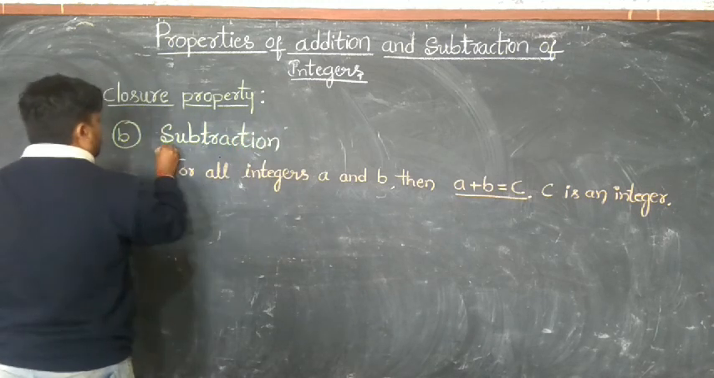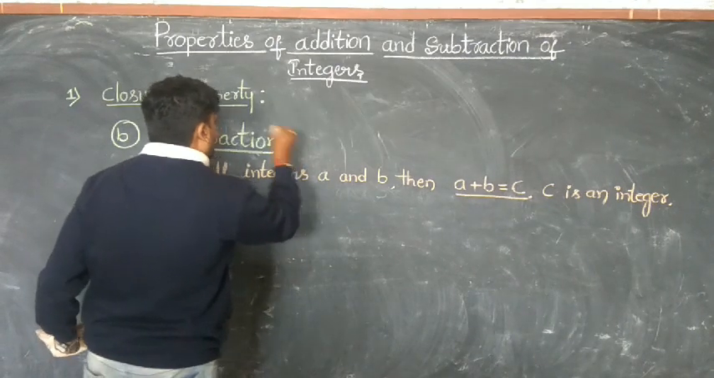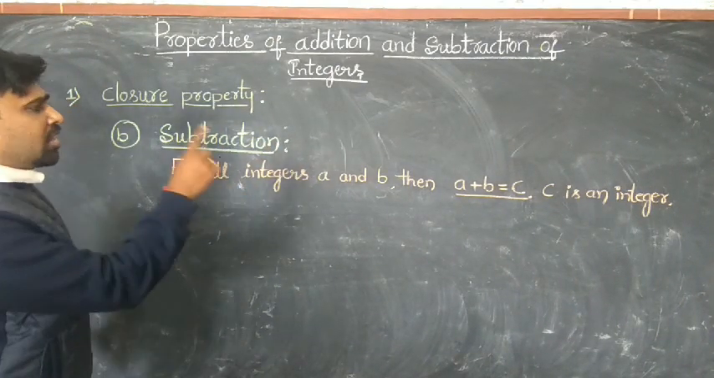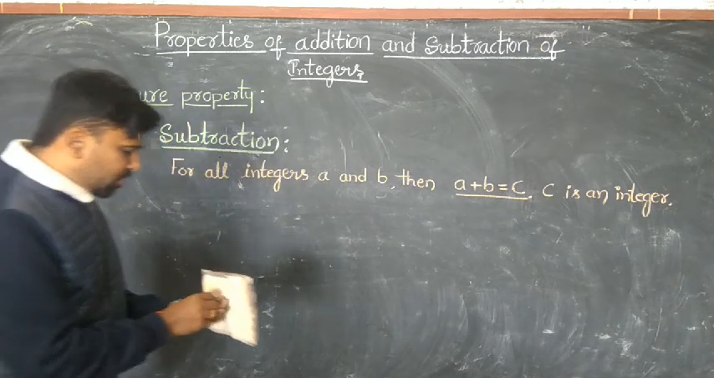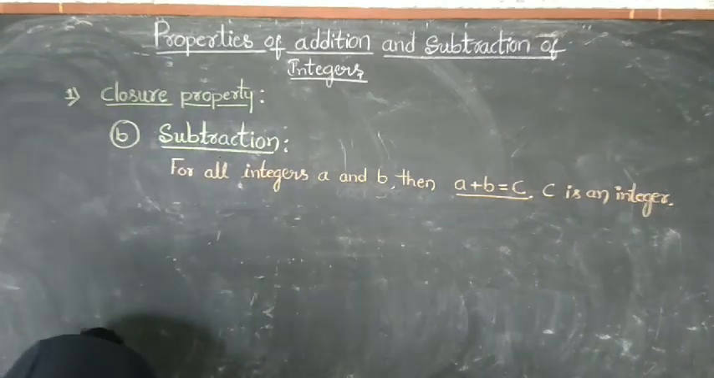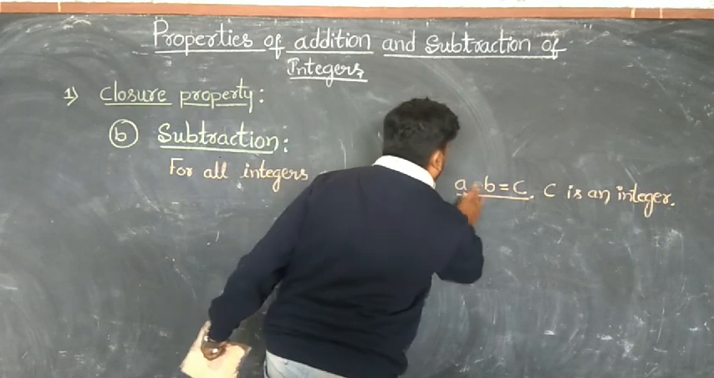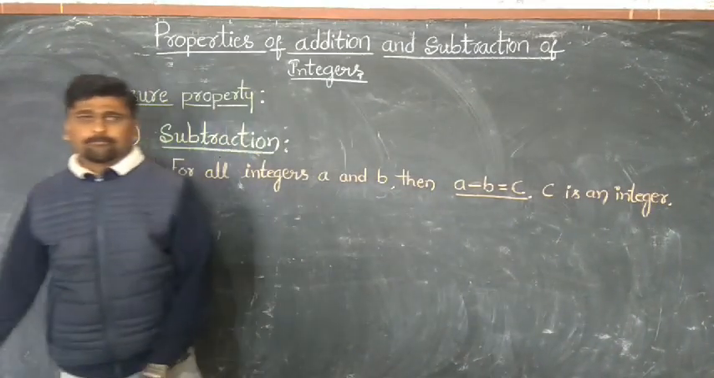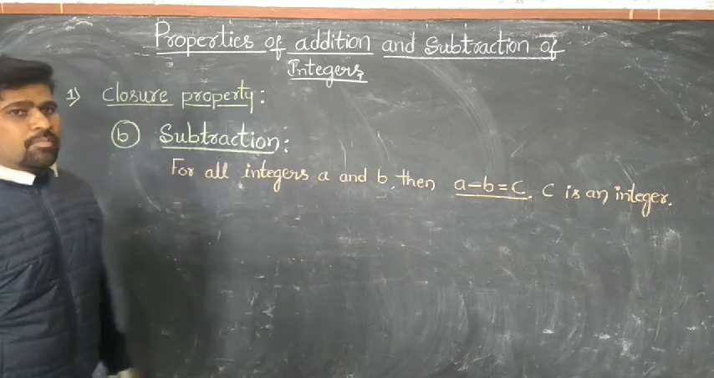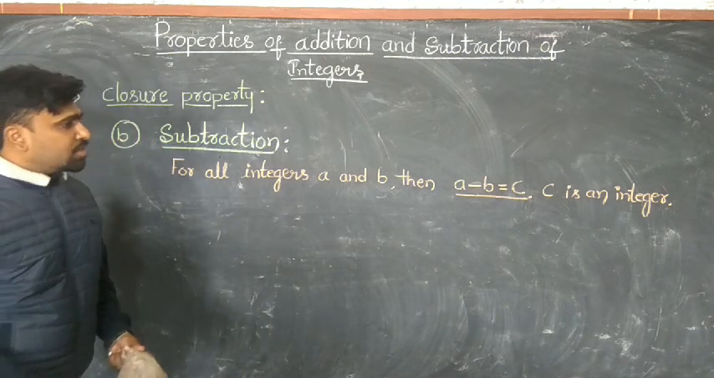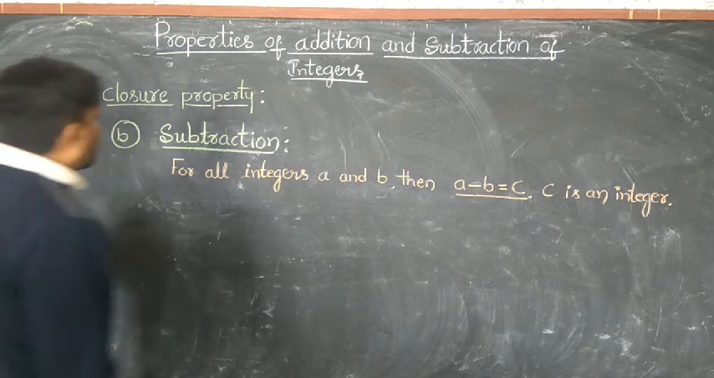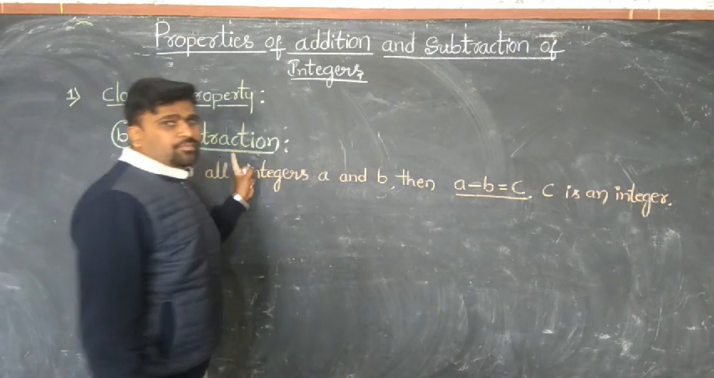Subtraction. Second one is B. Same, what is the rule regarding the addition? A plus B is equal to C. In case of subtraction, it is nothing but A minus B is equal to C. Clear? A minus B is equal to C is an integer. Now this is the rule for subtraction.